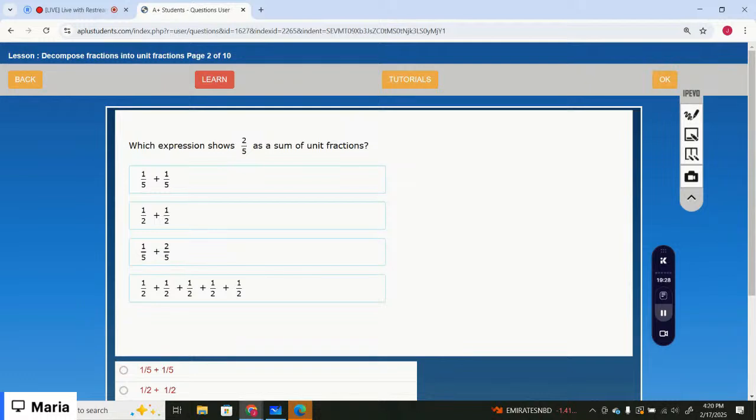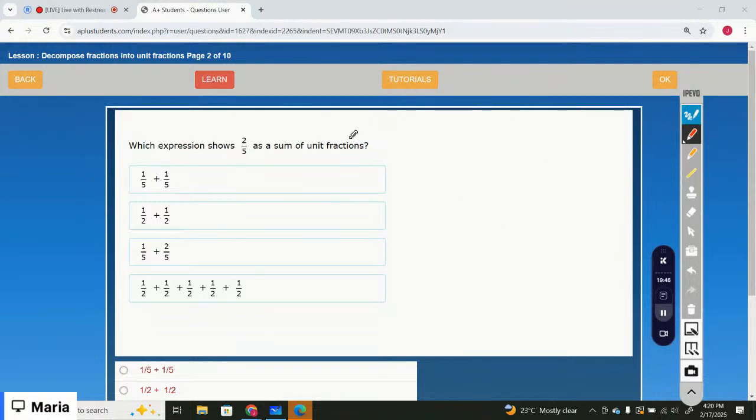Which expression shows 2 by 5 as a sum of unit fractions? So which is the correct option? You need to write 2 by 5, so the denominator must be the same. You can just decompose the numerator. You can write 2 as 1 plus 1. So you can write it as 1 by 5 plus 1 by 5. So option number 1 is the correct option. Got it? Option number 1 is the correct option.